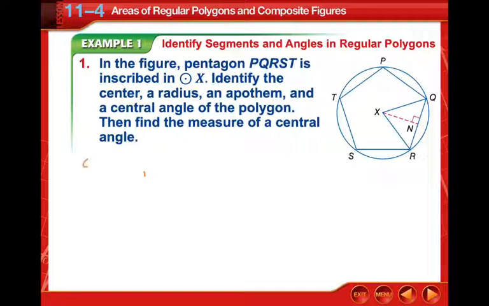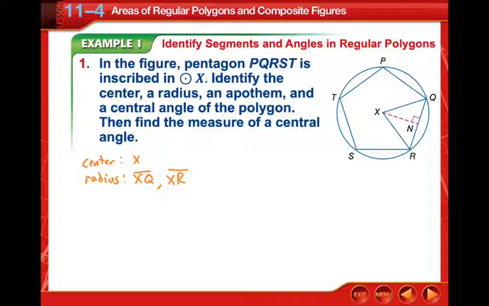The center is X, pretty easy. That middle point. The radius, again, goes from the center to the edge of, or the vertex of the polygon, or the edge of the circle that goes around it. So there's a couple options here. We got XQ and XR. Those are the two that we see here.